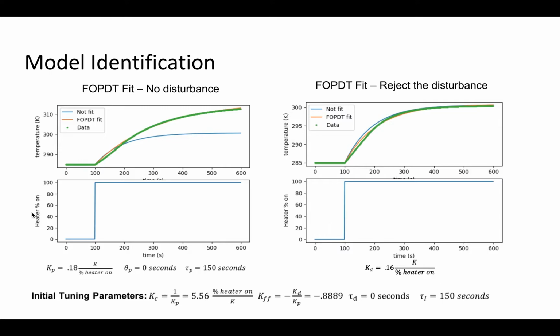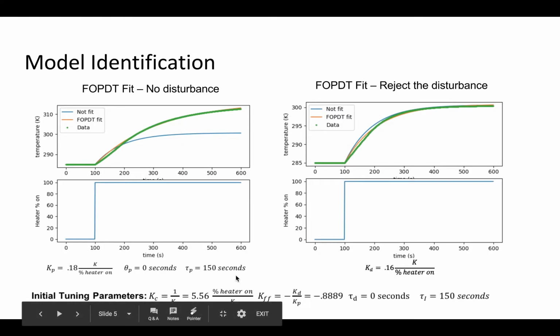And so first we did model identification. We put a step input to the manipulated variable, the percent heater, and we saw that it affected the control variable or the temperature of the windshield. And here we fit it to an FOPDT, and this is the fit. And here are the parameters that we got for that fit.